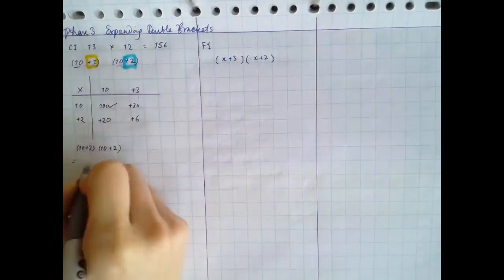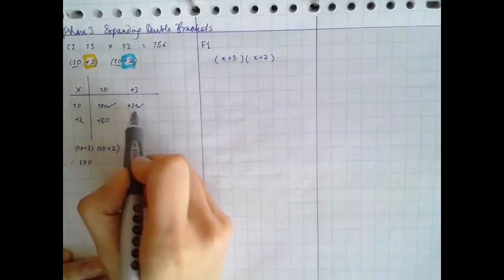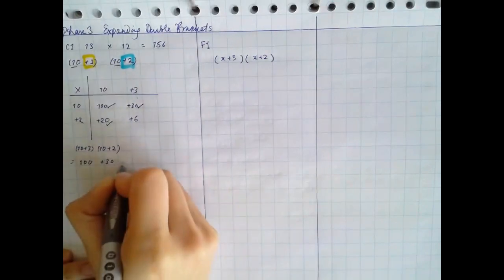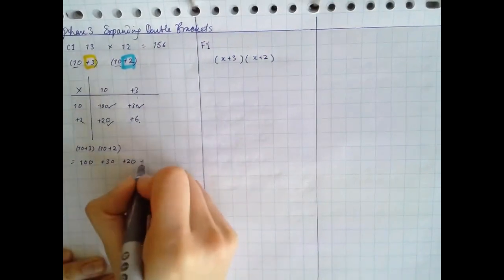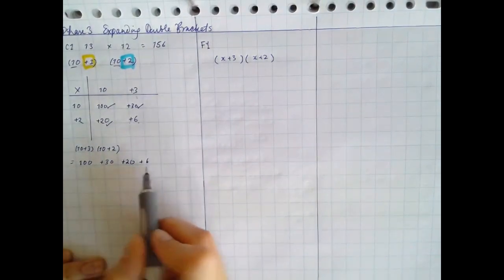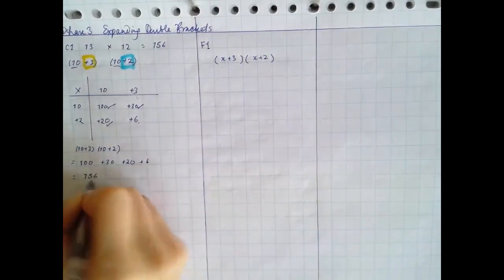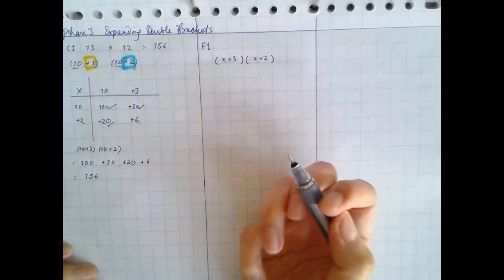And it's just all these entries put next to each other. Positive 30, so I put positive 30. Positive 20, so I put positive 20. Positive 6, so I put positive 6. So it's telling me actually 100, add 30, add 20, add 6. I can collect all these terms together. I've got 156. You knew that already, and you know it now using this grid method.